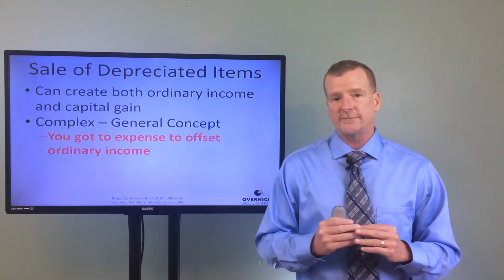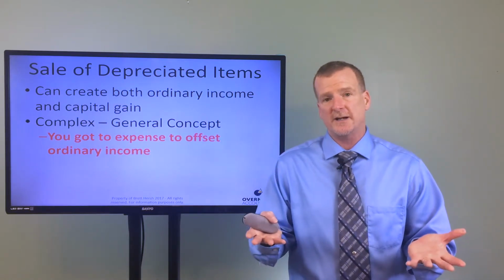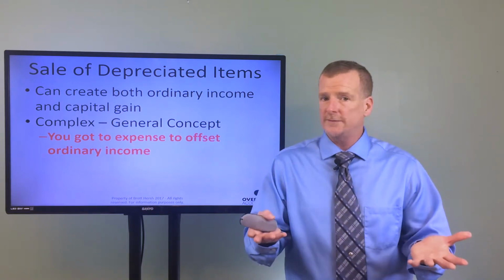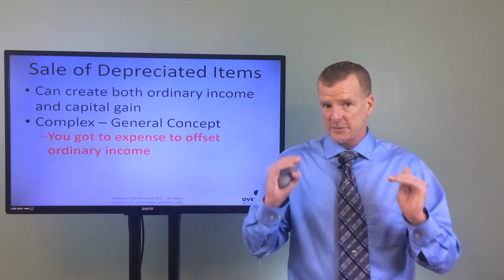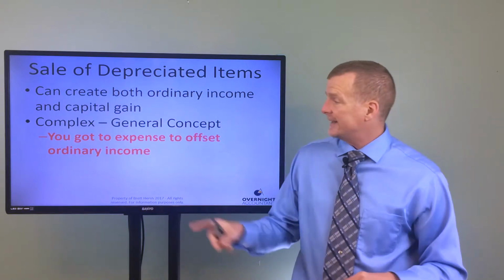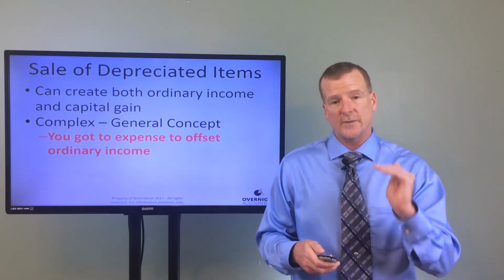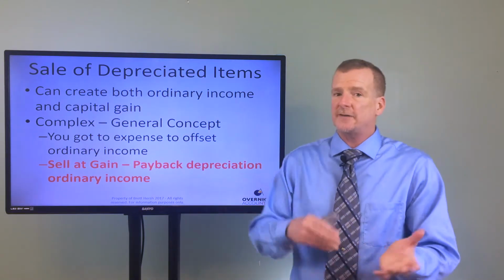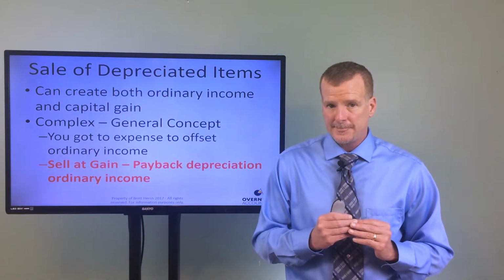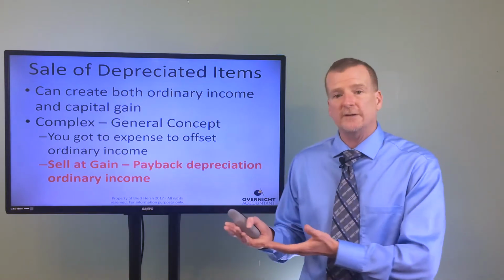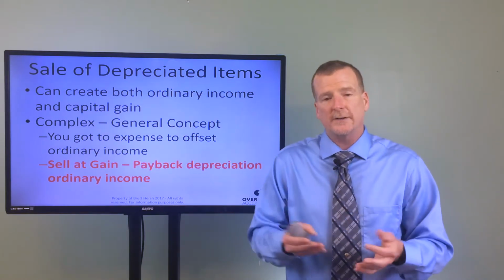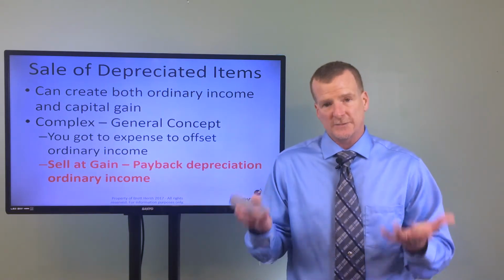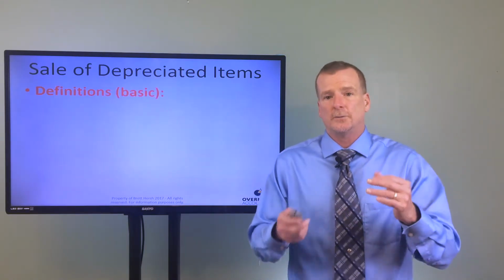So for every $1,000 that you depreciate on an item, you write off $250 of taxes, reducing your taxes by $250 each year. You write that off from ordinary income. So if you think about it, it makes sense. When you sell that item, if you have a gain, you have to pay back a portion of that ordinary income. That depreciation, if it's included in the gain, you have to pay back as ordinary income. That's what we call recapture.